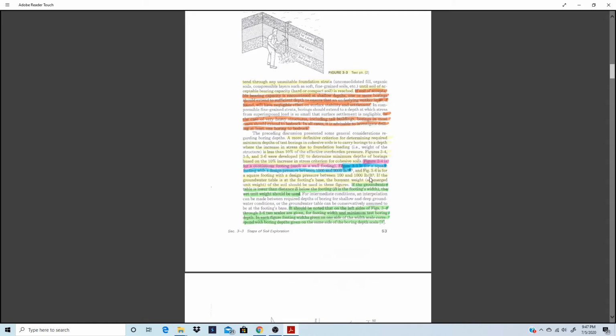So, 100 to 1,000 if the groundwater table is at the footing base. I'll tell you what that means. If the groundwater is lower than distance B, then we'll use the footing width. It should be noted that the left side of the table in figures 3.4 through 3.6 has two scales, given for footing width and minimum test boring depth. In each figure, footing widths given on one side of the width scale correlate with the boring depths given on the same side of the boring scale.